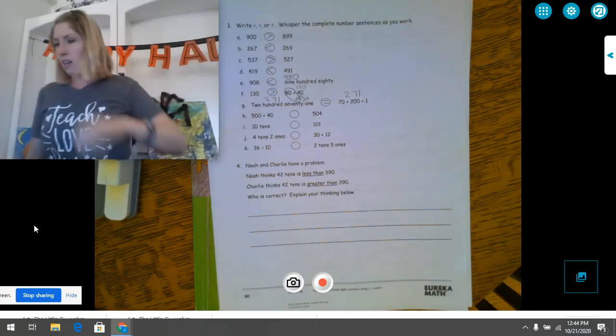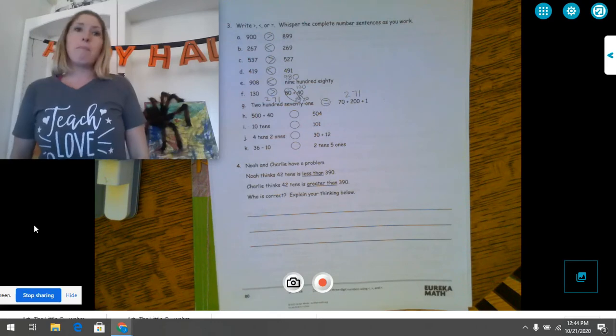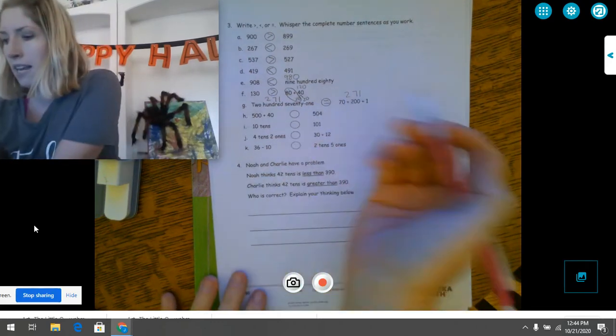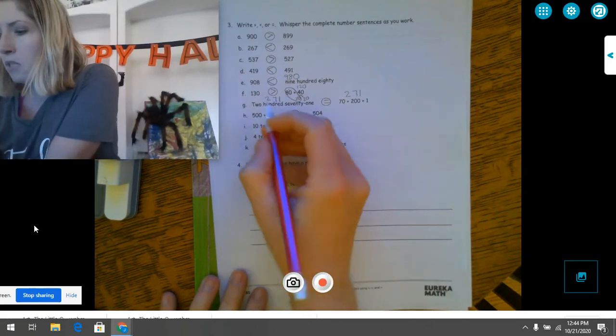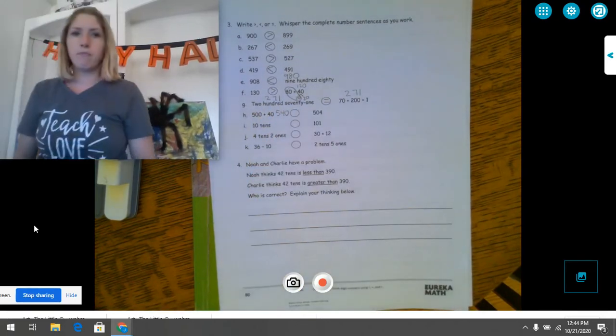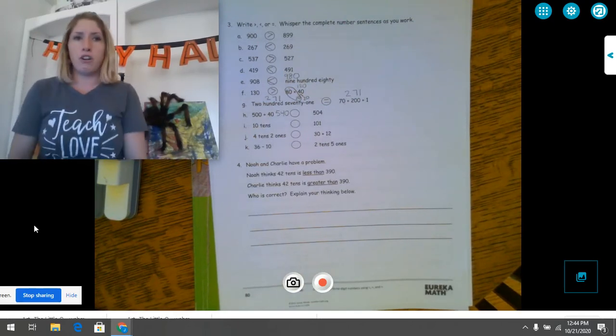Next one, letter H. We have 500 plus 40. So that's written in expanded form. Let's write it in standard form. 500 plus 40 is 540. And the other number is 504.